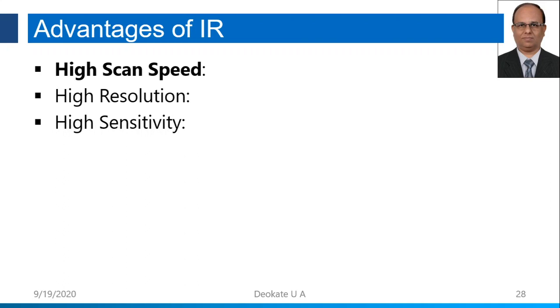Small samples can be detected by using infrared spectroscopy, even 1 × 10⁻¹⁰ grams. Okay, very small quantity can be detected.